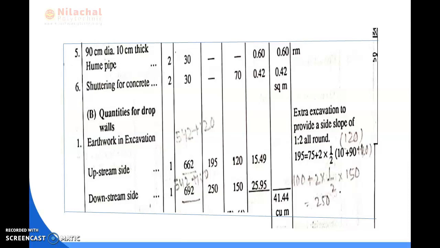Then the quantity of the upstream side excavation is equal to 15.49 meter cube. Okay, then going to the downstream side, one drop wall is also provided at the downstream side. The same formula we apply here. The downstream side length is provided here.